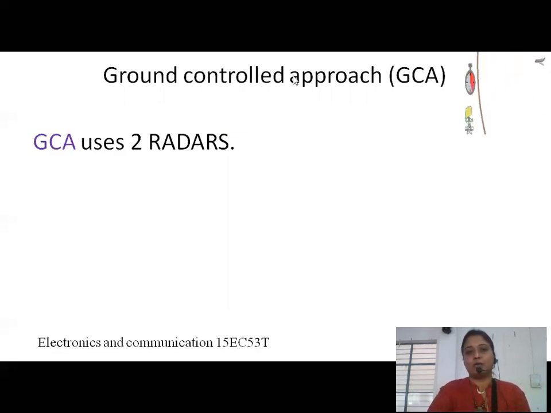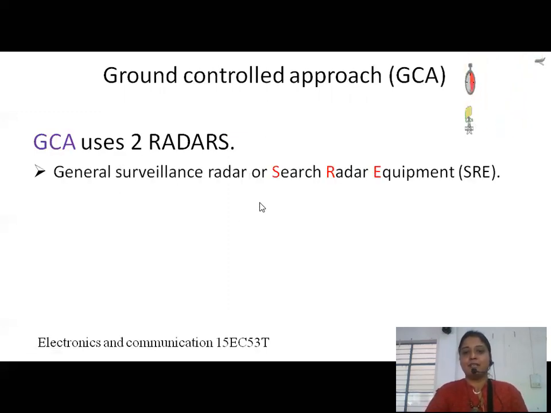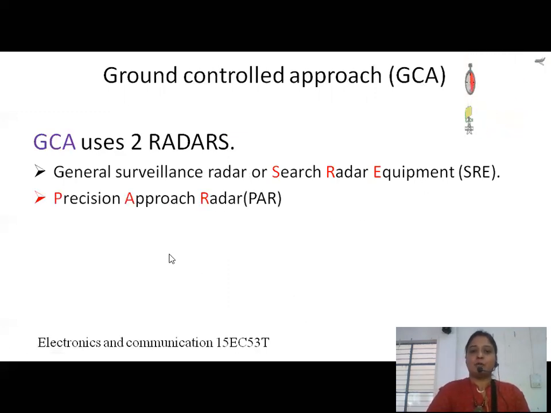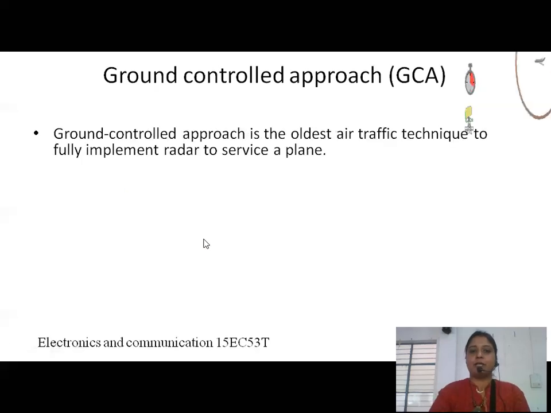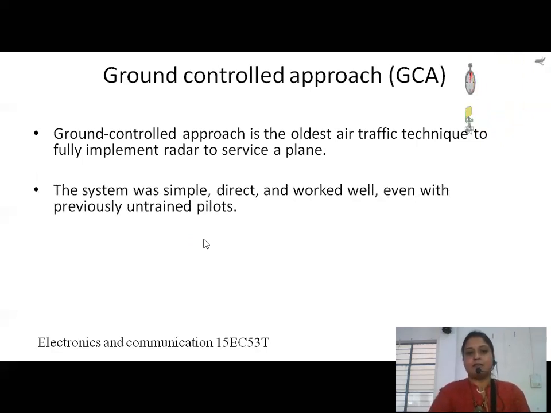Therefore, in this ground controlled approach, it makes use of two radars here. One is the search radar equipment, and the other is the precision approach radar. The ground controlled approach is the oldest air traffic technique to fully implement radar to service a plane. The system was simple, direct, and worked well even with previously untrained pilots, because all the instructions are given from the ground stations or the earth stations.